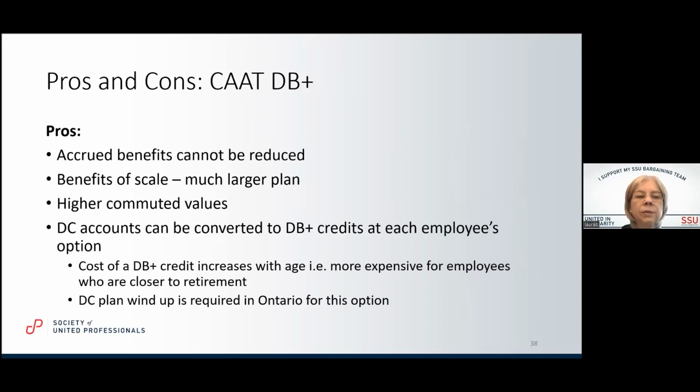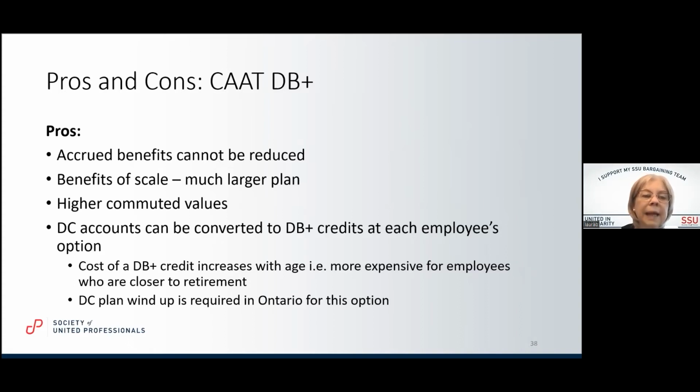So advantages to the DB Plus model over the MSPP is that the earned benefit cannot be reduced. I think it's an important caveat, though, that there's a major downside to that in terms of adequacy. The reason why they can't be reduced is because they have such a significant surplus that will never be used to provide retirement benefits that they can actually promise that there won't be a reduction.